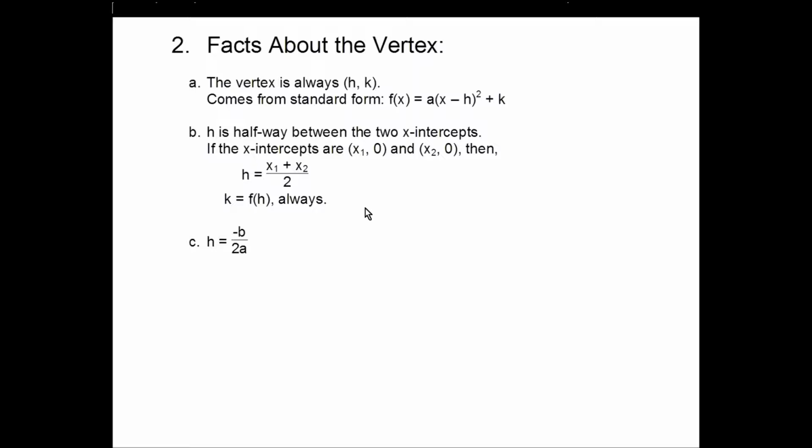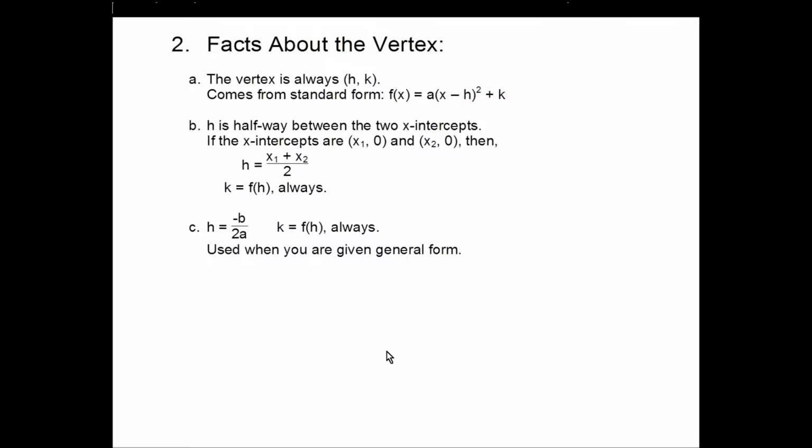h is equal to negative b over 2a. This is the a, b, c in the general form. So notice you would use h equals negative b over 2a if you had general form. Can you remember what is k? Going back up here, k is always f of h. So k is f of h, always, no exceptions. So again, you would use this if you're given general form. If you're given general form, h is negative b over 2a. If you have it factored, h is halfway between the two x-intercepts, and k is always f of h. Now if you're given standard form, you can read off h and k.